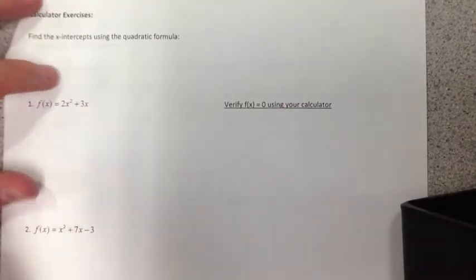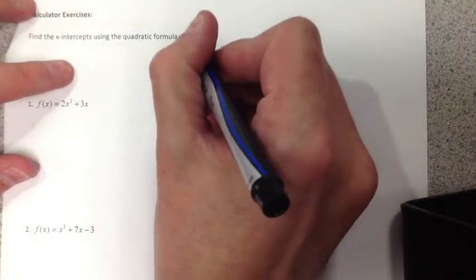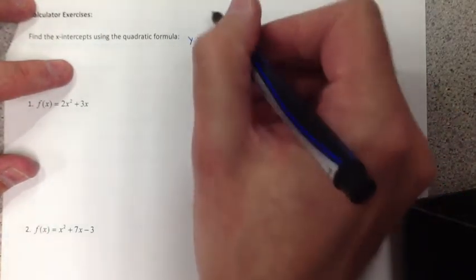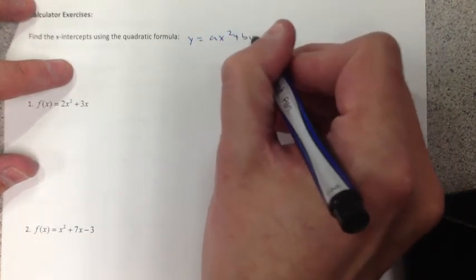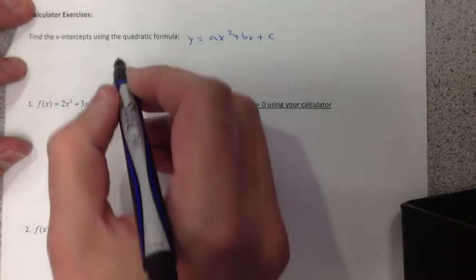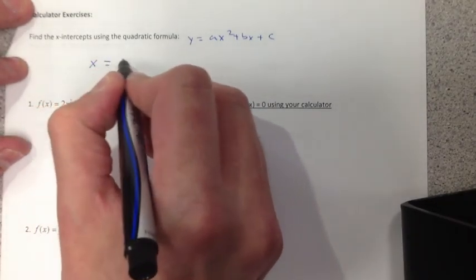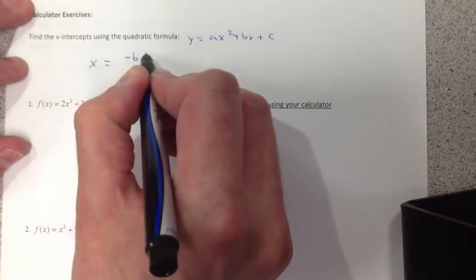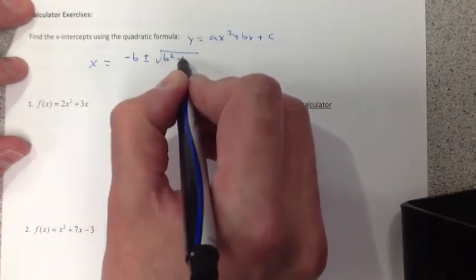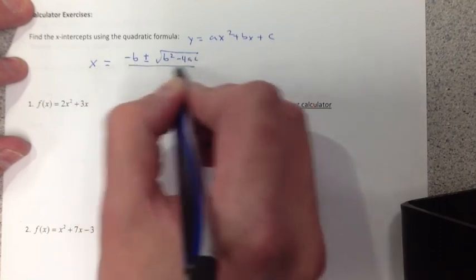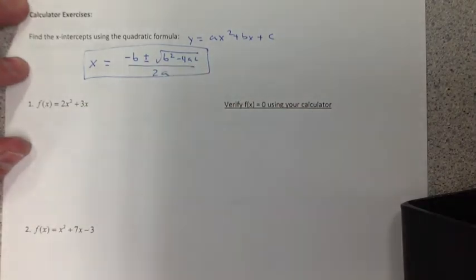It's how we find the x-intercepts using the quadratic formula. Now, most times the functions have to be in standard form. Remember, that's our ax squared plus bx plus c. And the quadratic formula, as you all know, goes x equals negative b plus or minus the square root of b squared minus 4ac, all over 2a, and that's our quadratic formula.